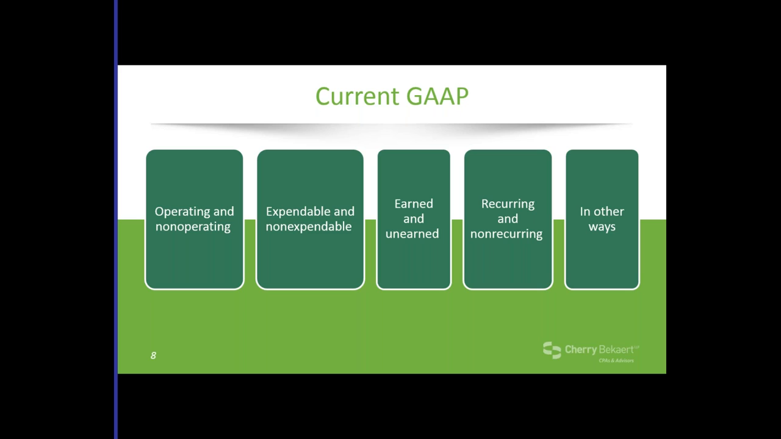So it's like two layers. You have your restrictions, and then you can also have a view of, for example, operating and non-operating, expendable and non-expendable funds, earned and unearned income, and recurring and non-recurring transactions. Those are all considerations in looking at how to present measures of operations. But again, that is not currently required.